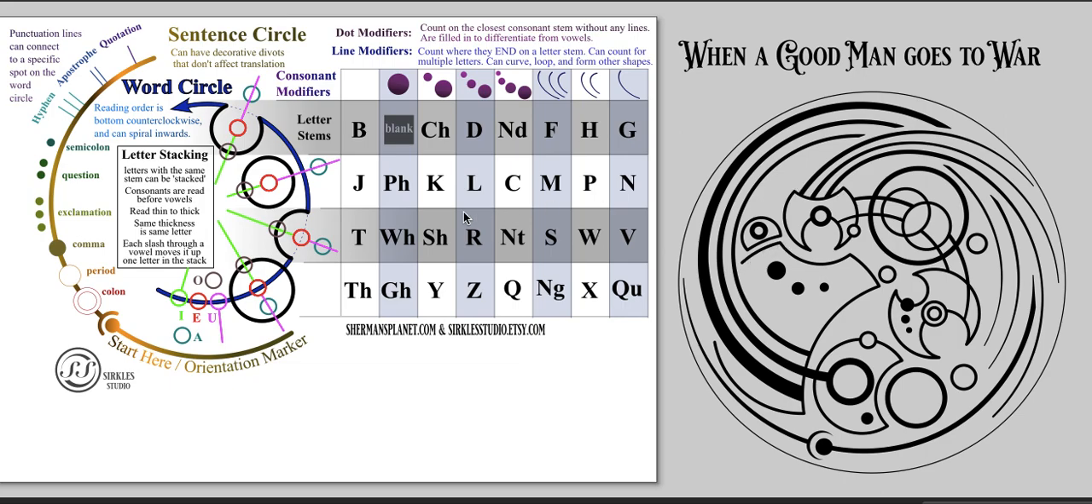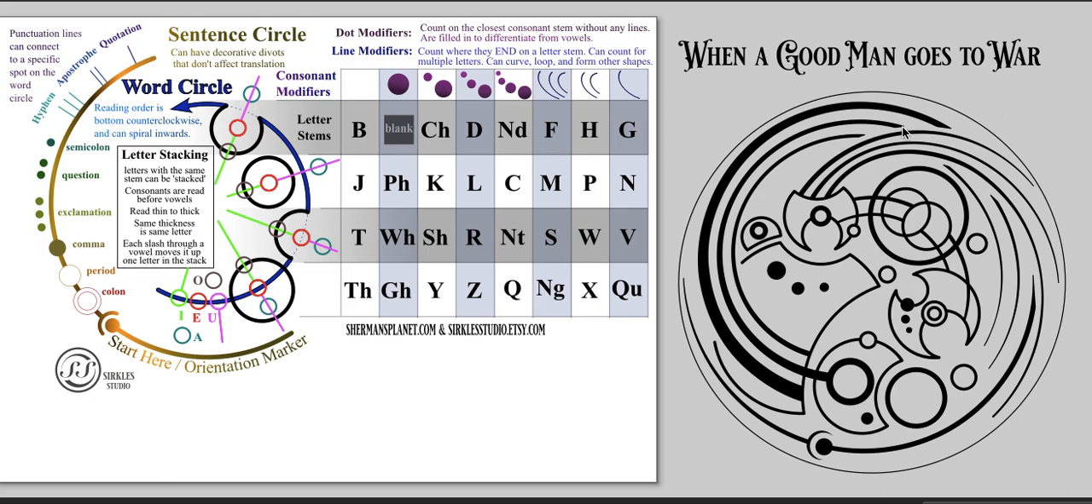Then we have a shallow divot with nothing on it. So that's a T. Then we have an O hanging out inside the word circle. So to. And our very last word here starts with this shallow divot, and 1, 2 lines end on that. So that makes it a W. Here's another A, and then a shallow divot with 1, 2, 3 dots makes that an R. So that would be war. So when a good man goes to war.